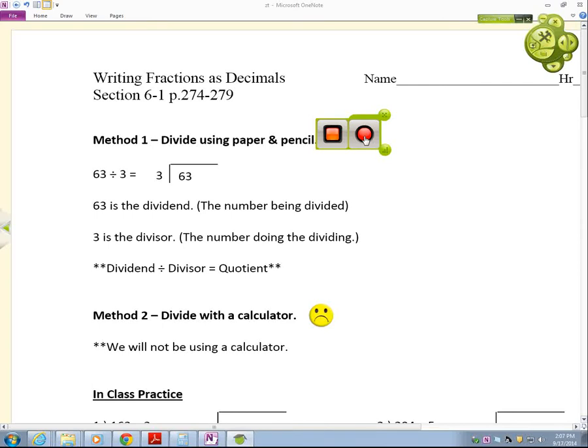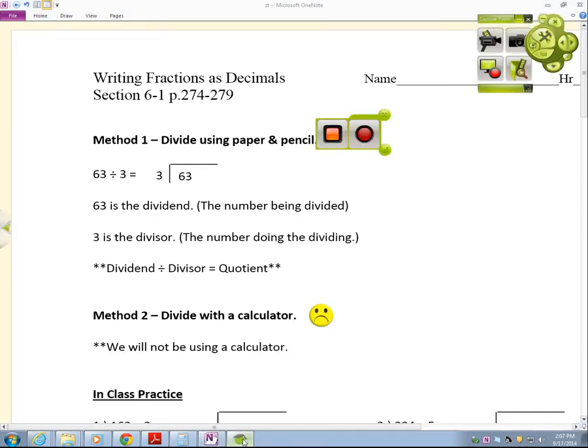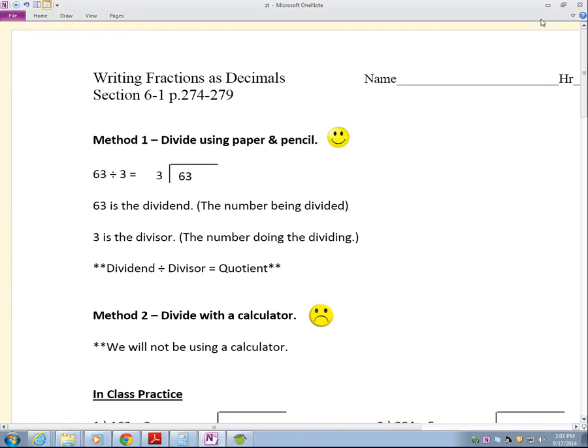The second section of the 6.1 notes. That is recording, isn't it? Yes, it is. Okay. Writing fractions as decimals, for your book reference, is off of page 274. You don't need it right now, but we're going to go through this.